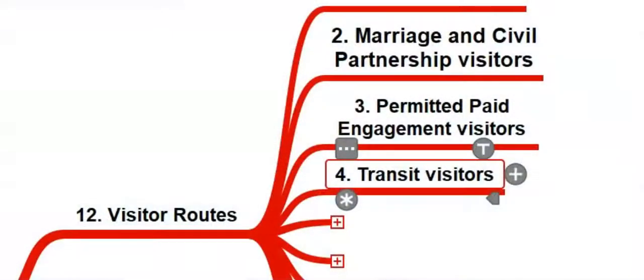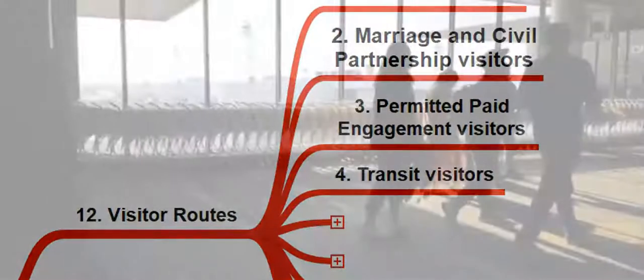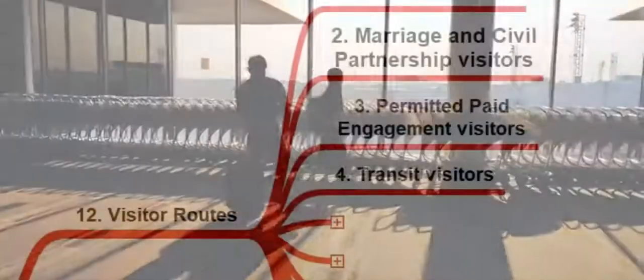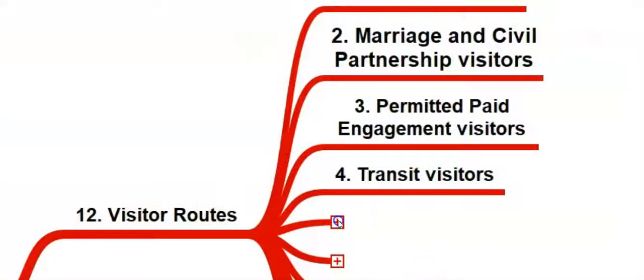And the next one is transit visitors. This visa is for those who want to transit the UK en route to another country. Not everyone needs to apply for this type of visa. You need to check the rules before applying, and this is usually for countries outside the common travel area. This type of visa is usually valid for up to 48 hours.